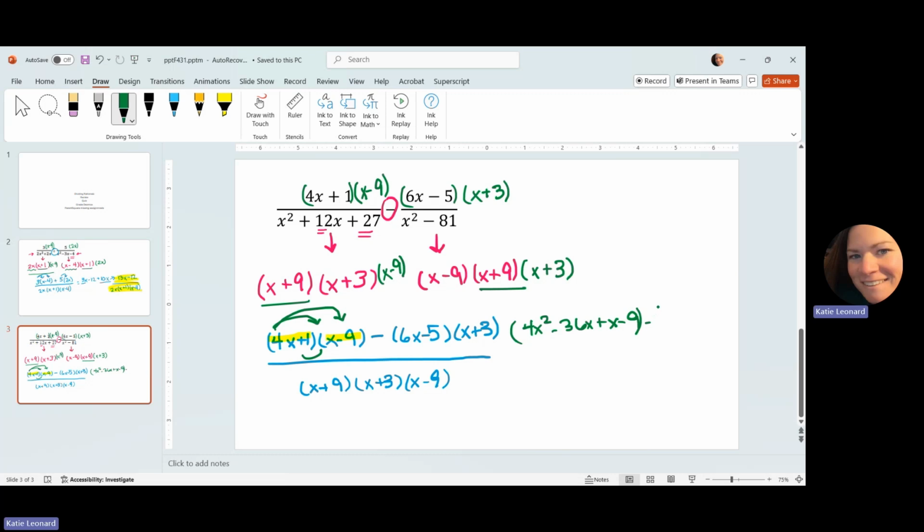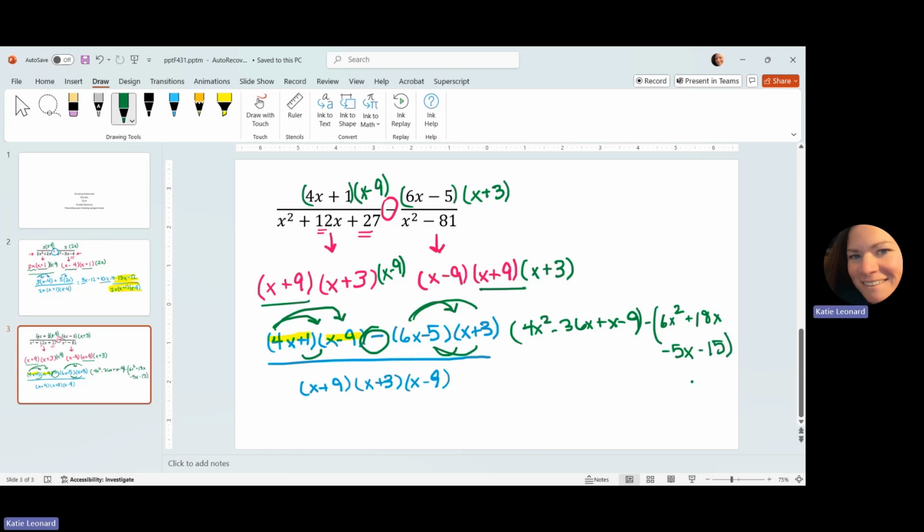Minus, and then the second half of the problem. I put parentheses around it because I want to make sure that I don't forget that I need to fully distribute this minus sign at the end. So 6x times x is 6x squared. 6x times 3 is 18x. Negative 5 times x is negative 5x, and negative 5 times 3 is negative 15.